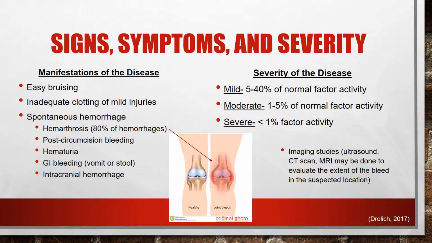Imaging studies are oftentimes done to evaluate the exact location and the extent of the bleed. So you might do an ultrasound over a joint area or a CT scan of the abdomen to see how much they're bleeding into their abdominal cavity. MRIs might be done to evaluate the extent of the bleed. So these are all common imaging studies that might be done.